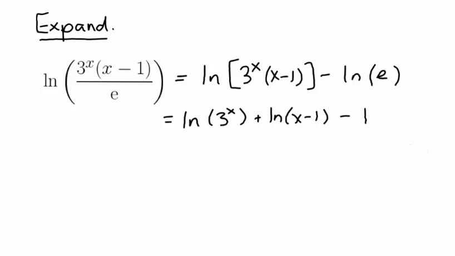And one final step, because there technically is a power here, 3 to the power of x, we can use the power law to bring that x down and write it in front of our natural logarithm to get x times ln of 3 plus ln of (x minus 1) minus 1.